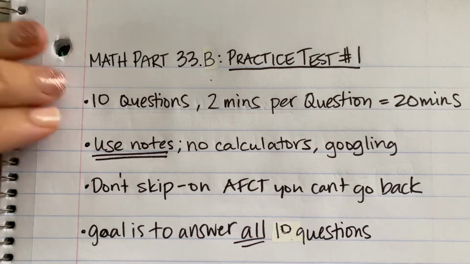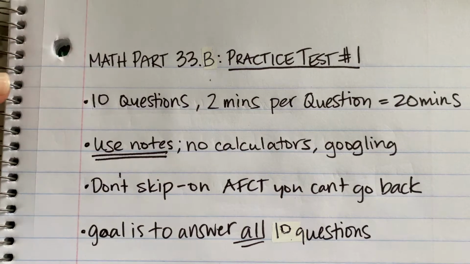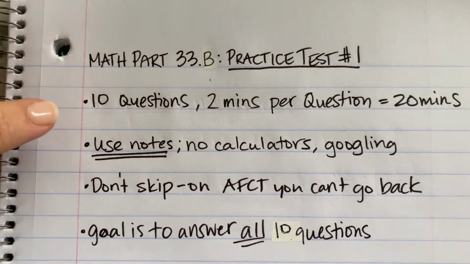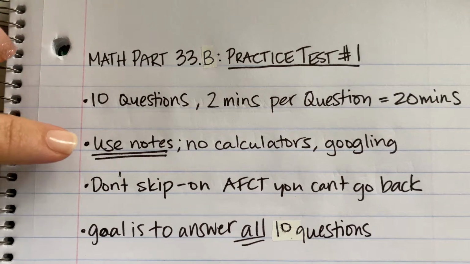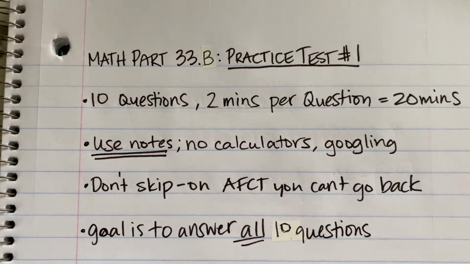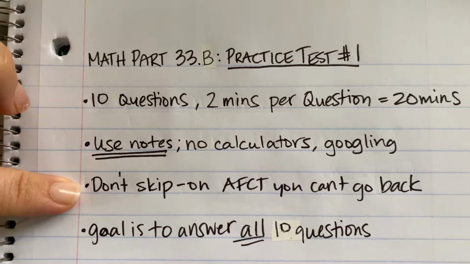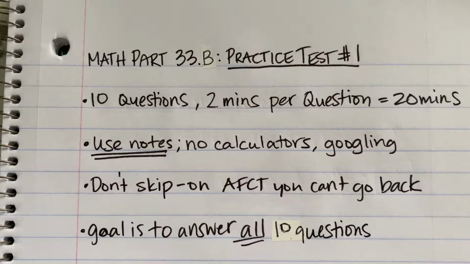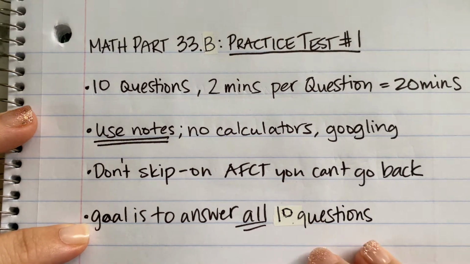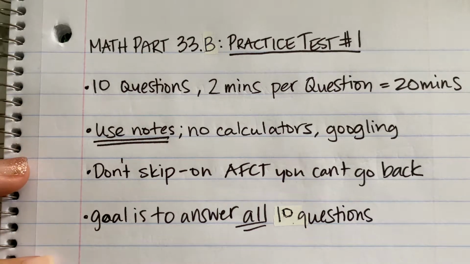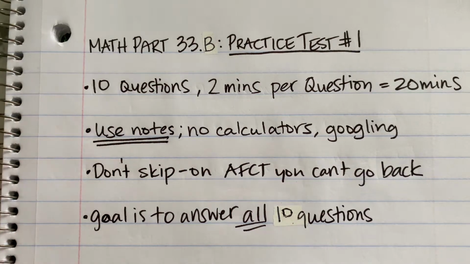So again, the rules for doing this practice test is it is going to be timed. You're going to do 10 questions, give yourself 2 minutes per question, so you're going to have a total of 20 minutes to do this test. You can use your notes, but no calculators or Googling. Don't skip any questions, because on the AFCT you cannot go back. And remember, the goal is to answer all 10 questions, so be cognizant of how much time you're spending on each question. You want to make sure you have enough time to get to all the questions in the test.